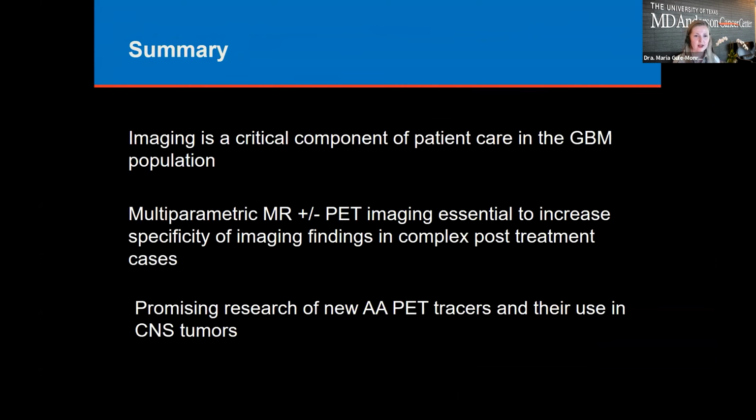So in summary, imaging is a critical component of patient care in the GBM population. Multiparametric MR and/or PET imaging is essential to increase specificity of the imaging findings in complex post-treatment cases. And we do have promising research on new amino acid PET tracers and their use in CNS tumors.